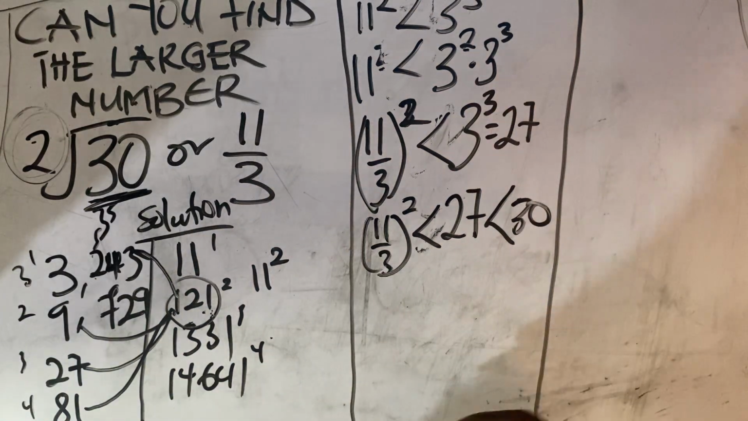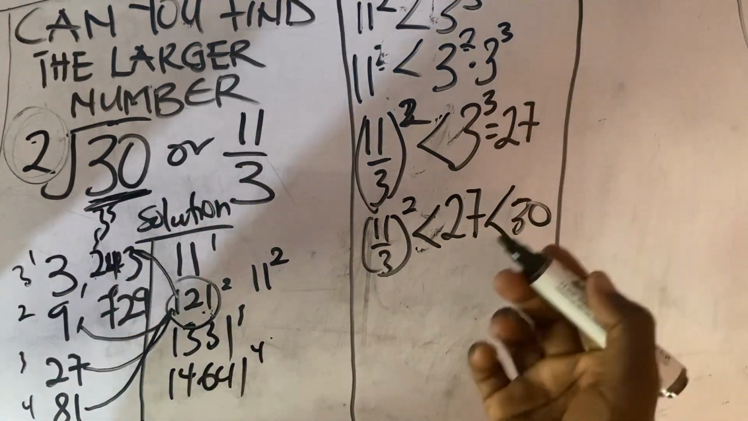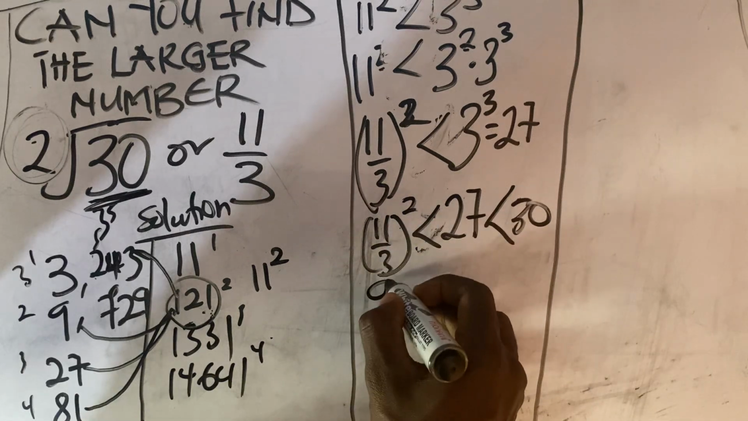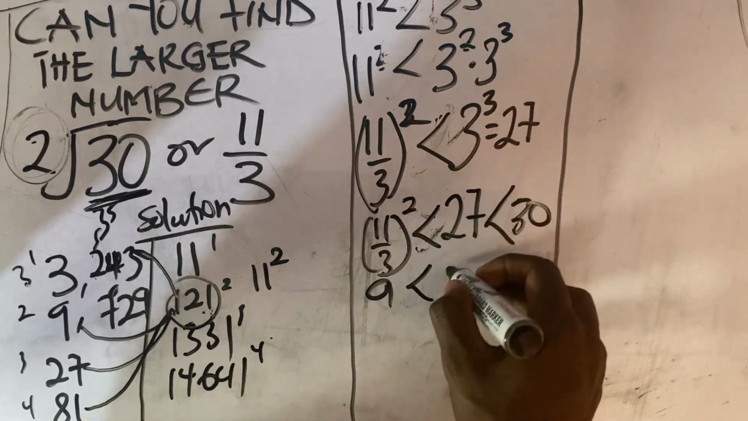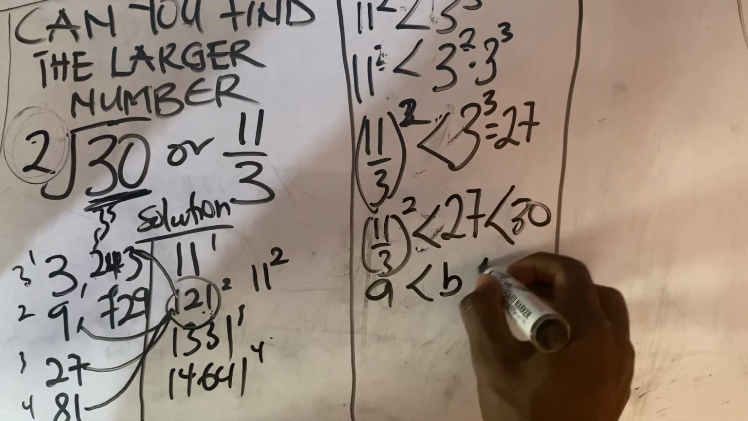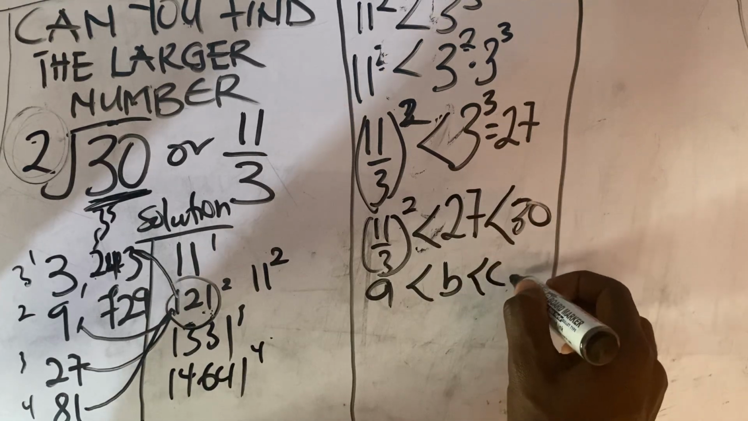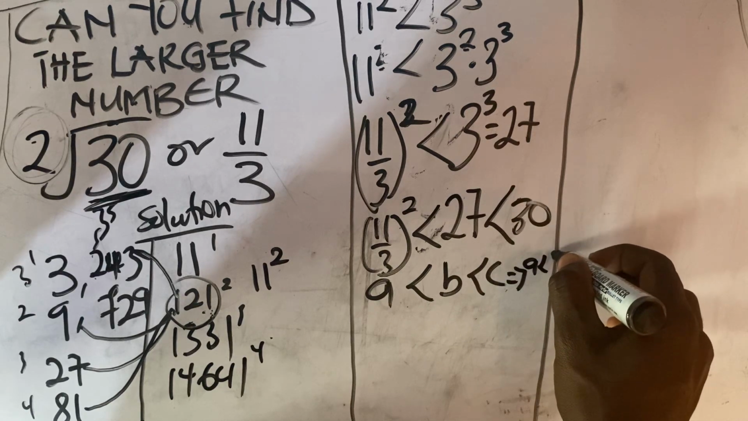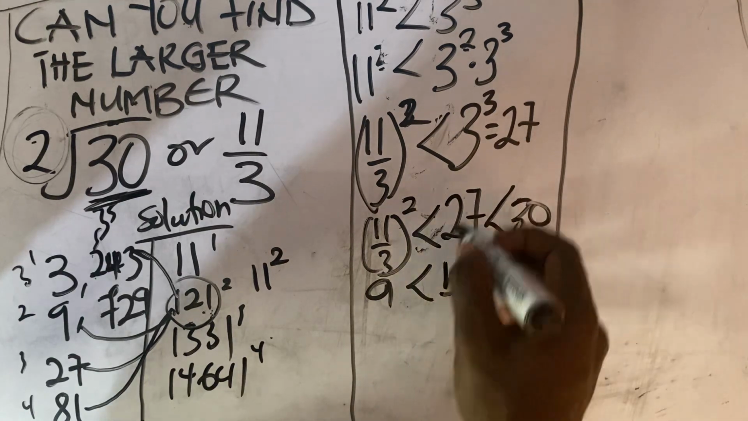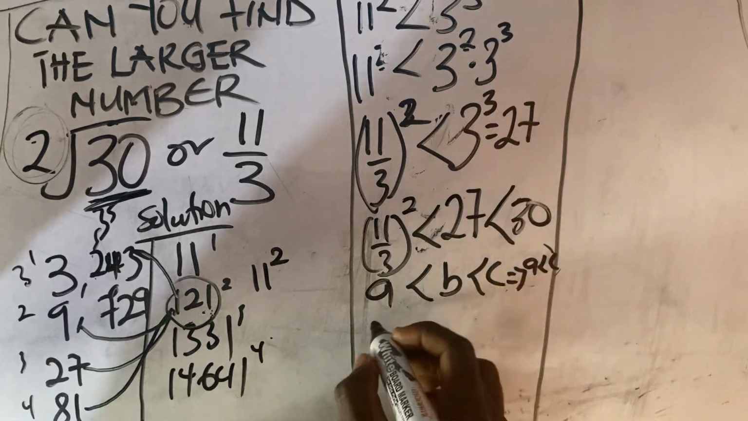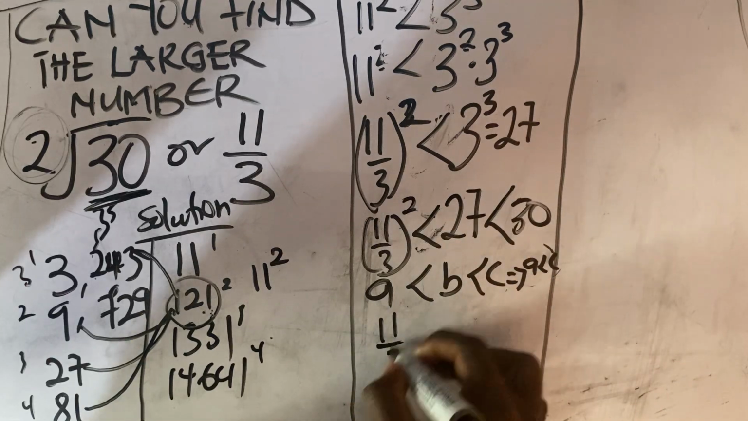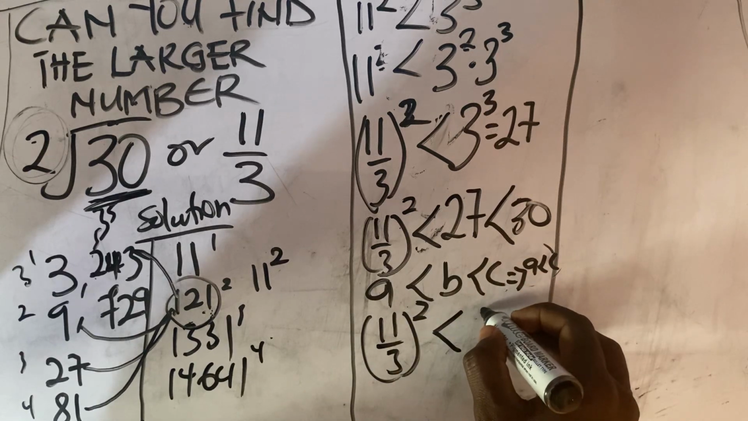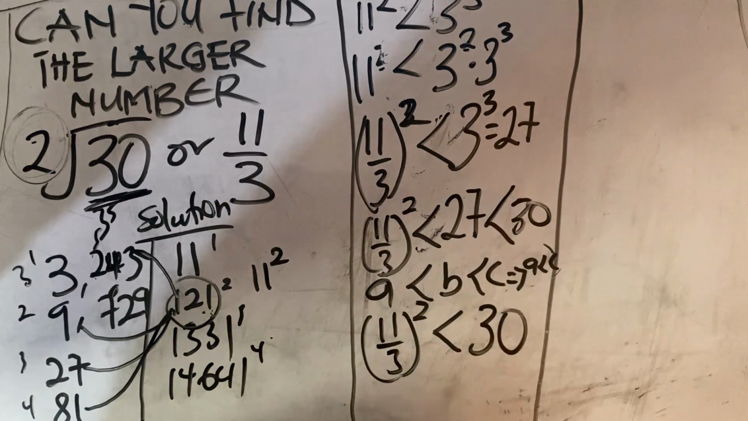So if that is the case, from the transitive property, we've talked about the transitive property: if you have a variable a less than b, and b is also less than c, then this implies that a is also less than c. So in this case, we have 11 over 3 to the power 2 here being less than 30, right?